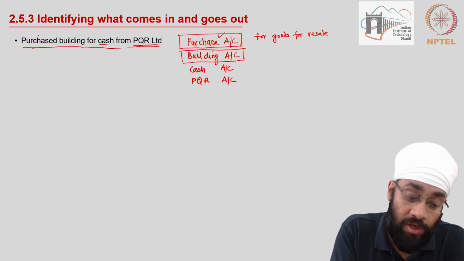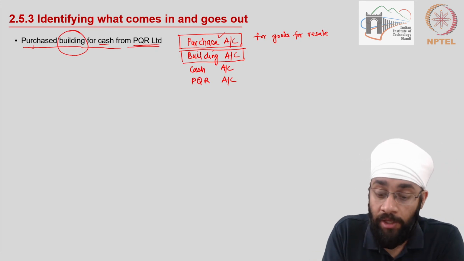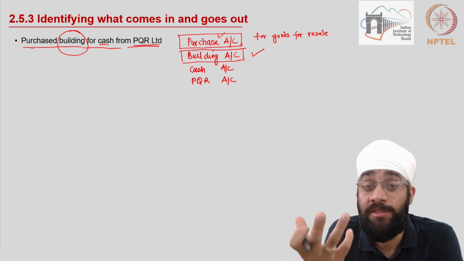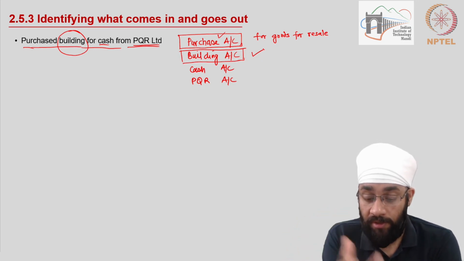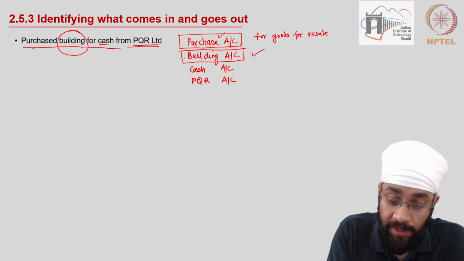In this transaction, you are purchasing the building, right? You're not purchasing goods, you're purchasing building. So, building account is the account which you should certainly create. You should have a page or a notebook where you write about updates on the building.